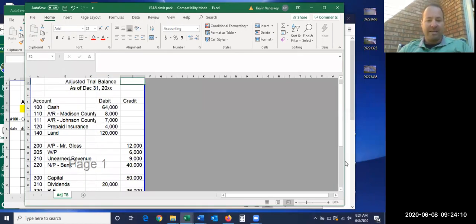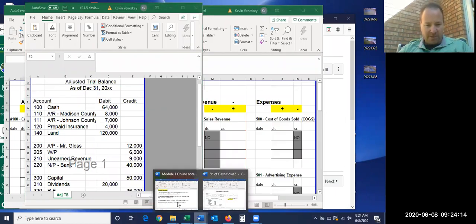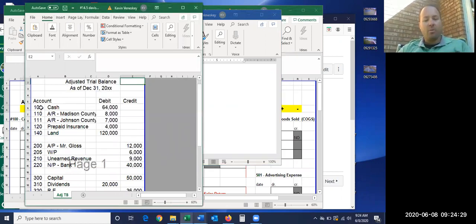So remember the one thing I said you needed back in our notes. I'm going to pull that up here so you can see it. The thing that you needed to prepare the financial statements was this adjusted trial balance. And it's a list of all of the account balances of where we're at right now. So this is what an adjusted trial balance looks like.